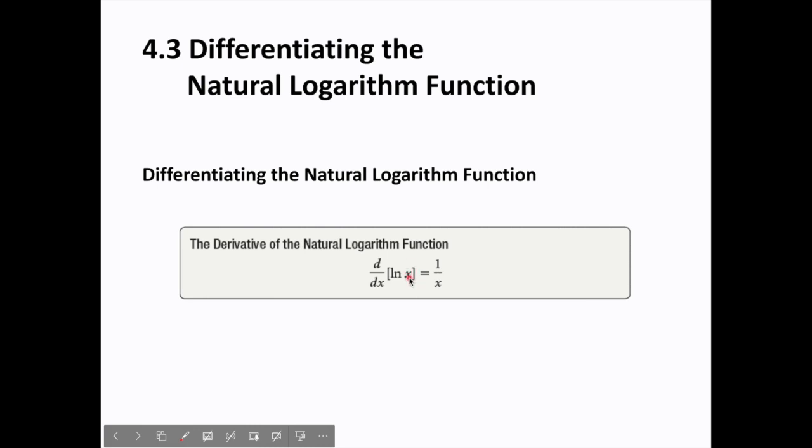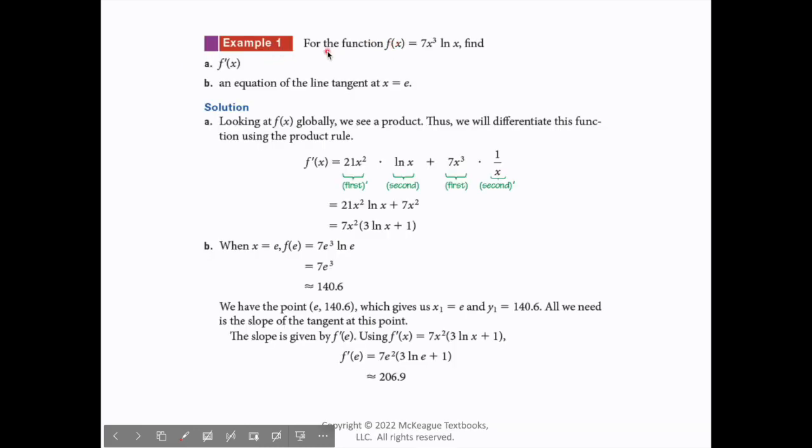If you have some inner function, like 3x or 2x squared, then you'll have to also additionally apply the chain rule. So in the first example, we have a function defined as 7x to the third times the natural log of x. And the first part of this question is to find the derivative. So we have a product here. We have 7x to the third as our first factor and natural log of x as our second factor. So we are going to apply the product rule here.